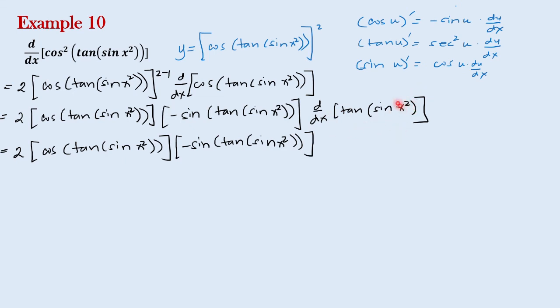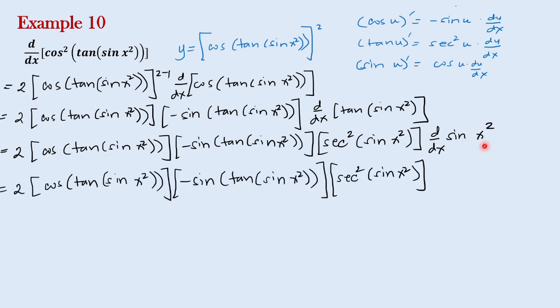and let us now get the derivative of tangent sine x squared. So let us let u as sine x squared. So the derivative of tangent is secant squared u. So that would be secant squared of sine x squared, since this is our u. And multiply to the derivative of u. This would be your u, sine x squared. So I have sine x squared.